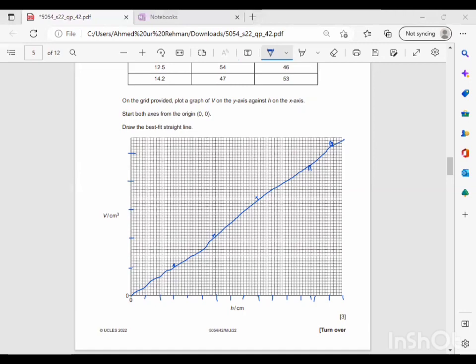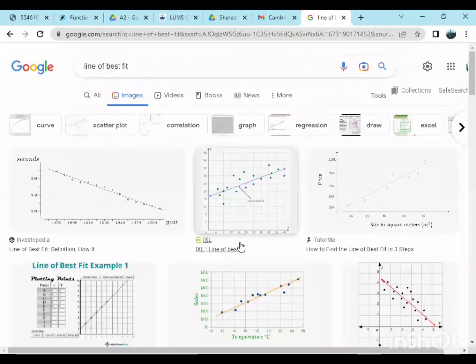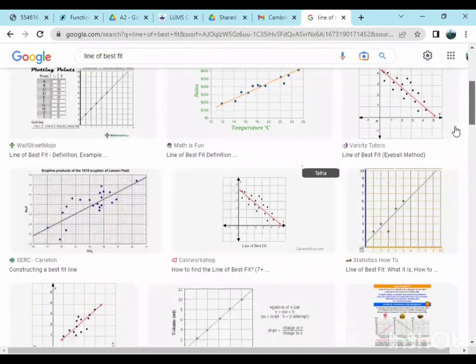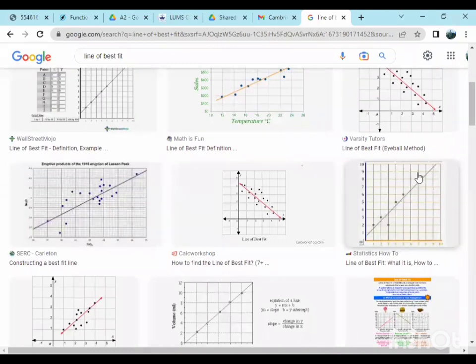Line of best fit. See, this is how a line of best fit looks. It's not passing through all of the points, but it's close to all the points, right? And it's not passing through the origin. That's not important. It should be just close to all the points.